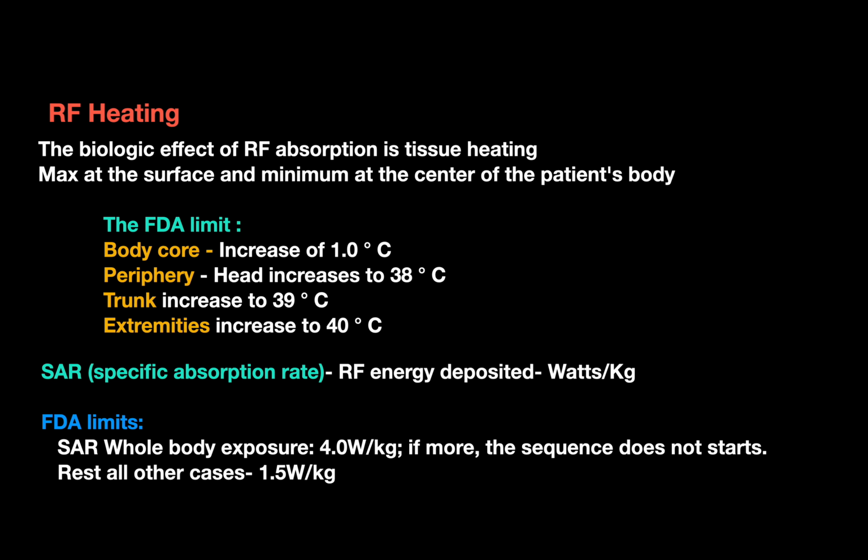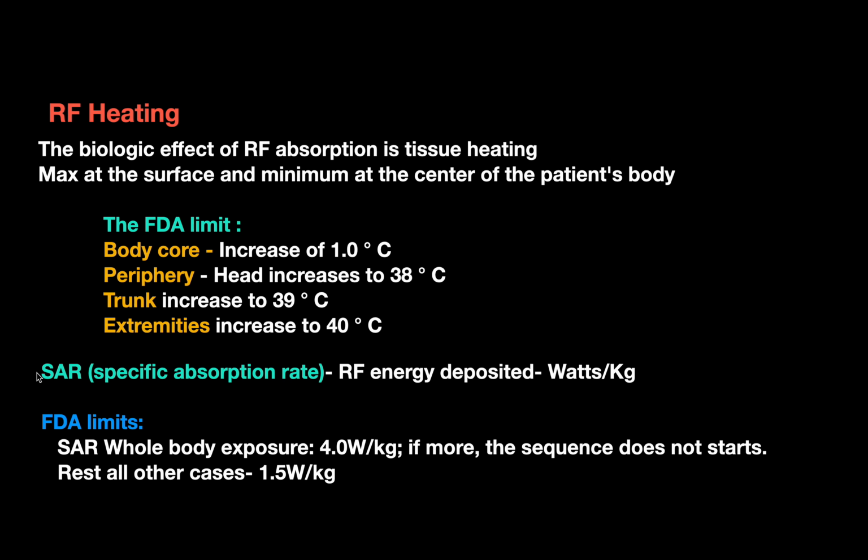Now let's talk about radio frequency heating. The biological effect of radio frequency absorption is tissue heating, maximum at the surface and minimum at the center of the body. The FDA limits are: body core can increase up to 1 degree Celsius, periphery up to 38 degrees Celsius, trunk up to 39 degrees Celsius, and extremities up to 40 degrees Celsius. So these are the FDA limits.